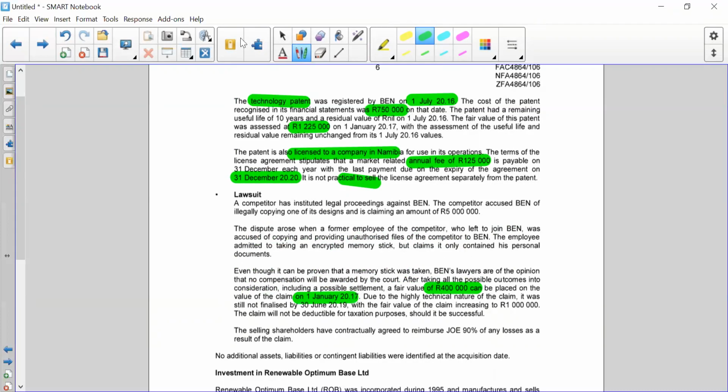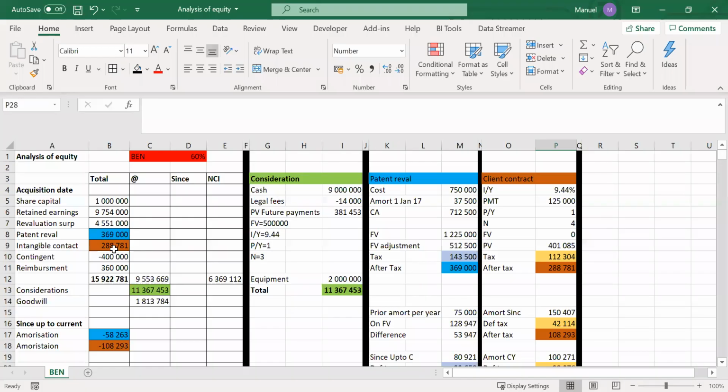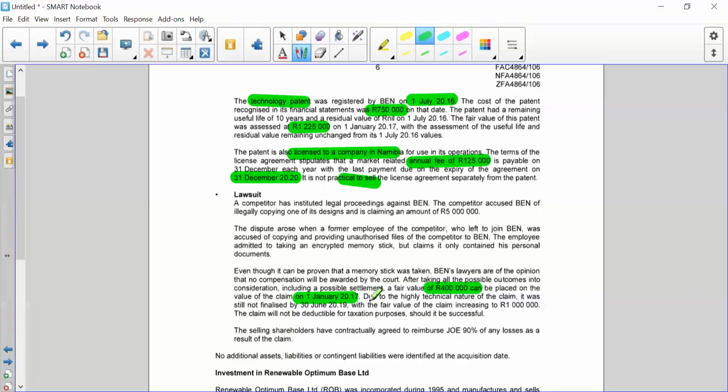Okay, so we know that there is a fair value of 400 on this contingent liability. And so we include that to calculate the value of our equity at acquisition date. That's why it's a minus 400. Okay, and due to the highly technical nature of the claim, it was still not finalized, with the fair value then increasing to 1 million. So at acquisition date, it was 400,000, and by the end of 30th of June 2019, the fair value increases to 1 million.